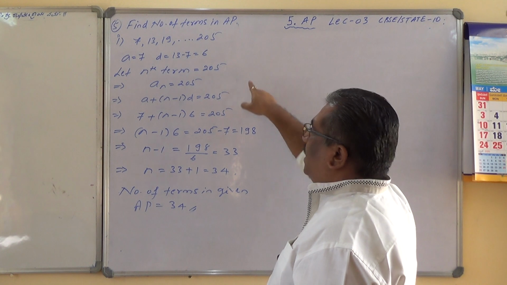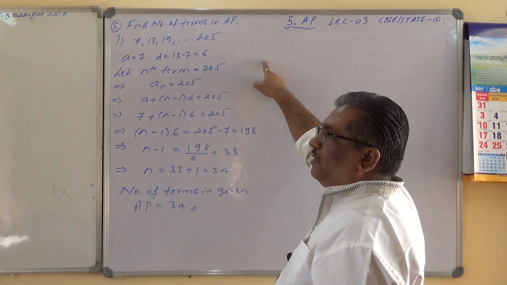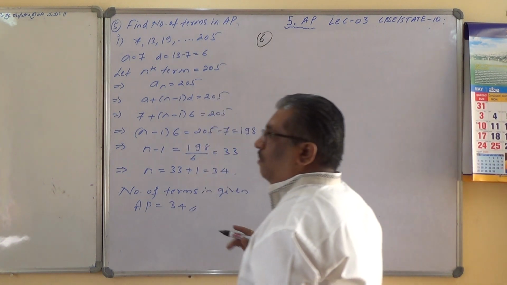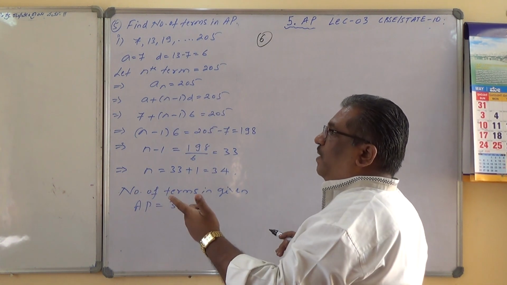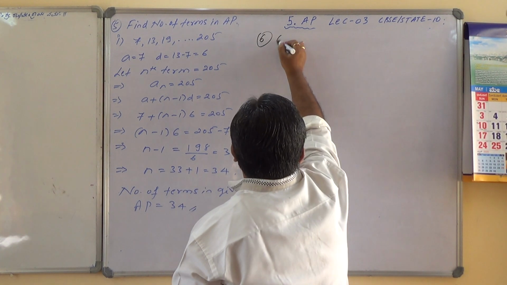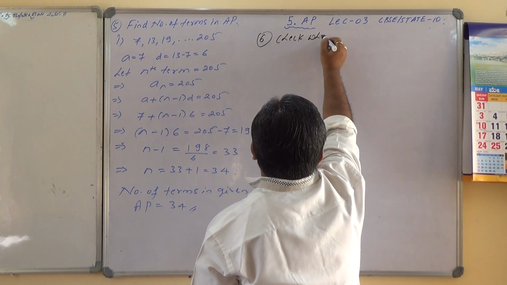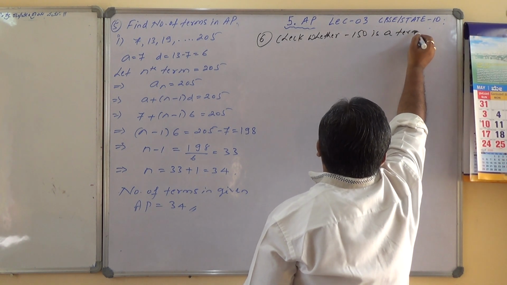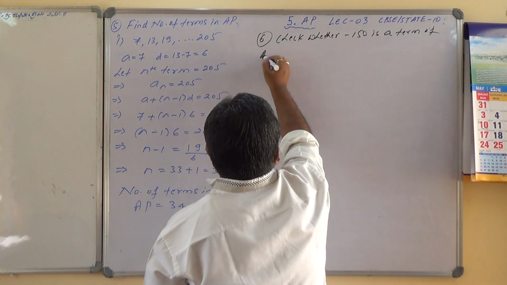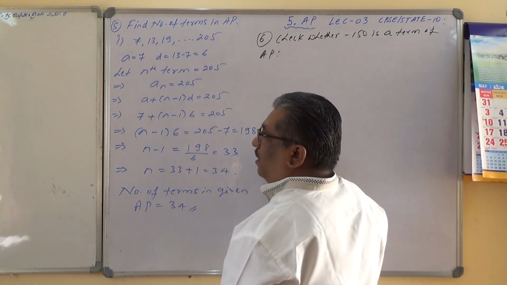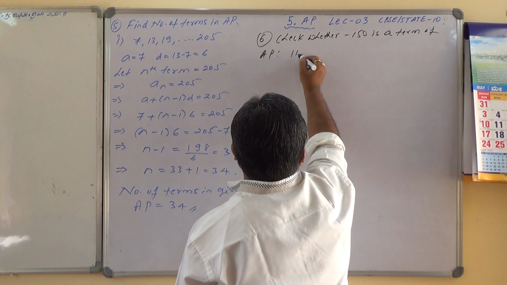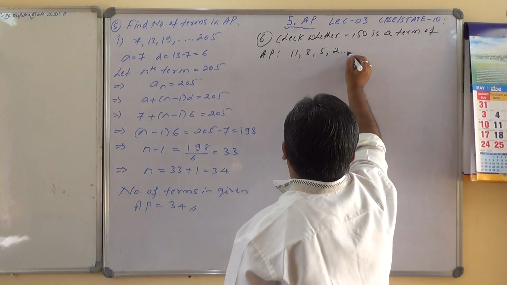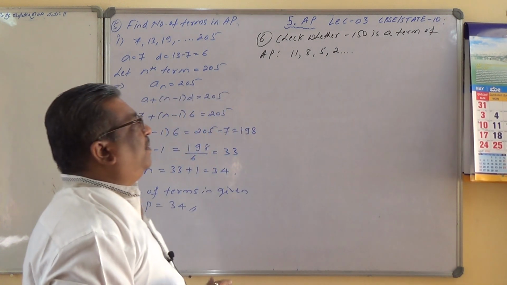In question 5, the first part I have done. The second you do as homework. Sixth question: check whether minus 150 is a term of the AP. What is the AP given? 11, 8, 5, 2, and it continues. We have to check whether minus 150 is a term.